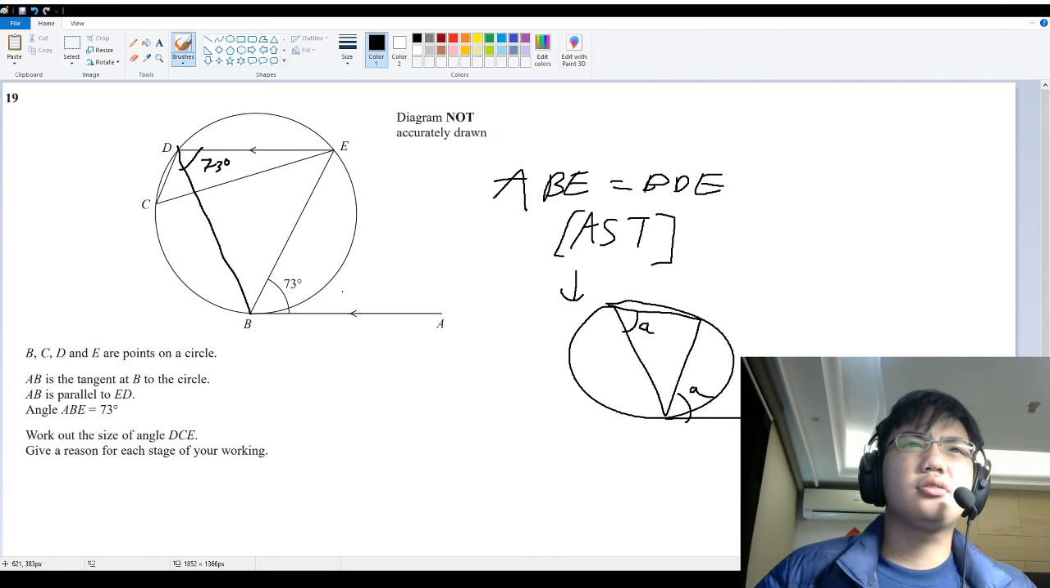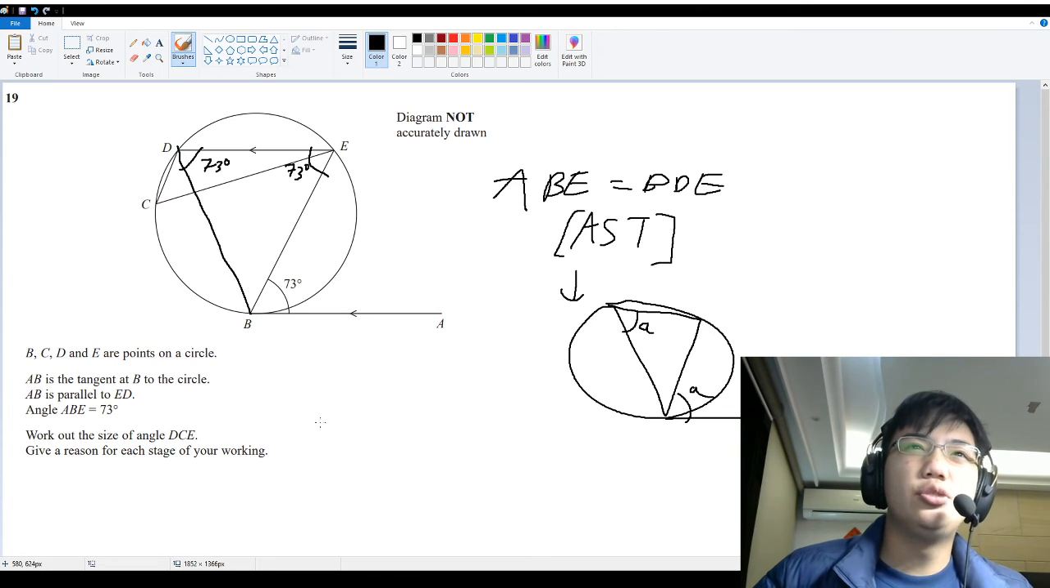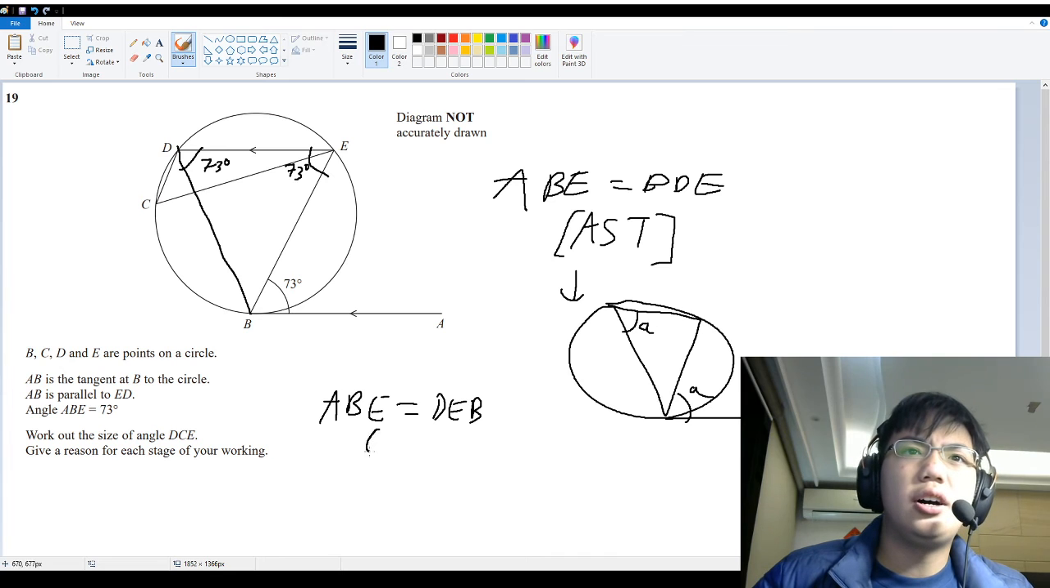Now next, ABE is equal to DEB as well. So this is also 73 degrees. The reason why? Because ABE and DEB are alternate angles.